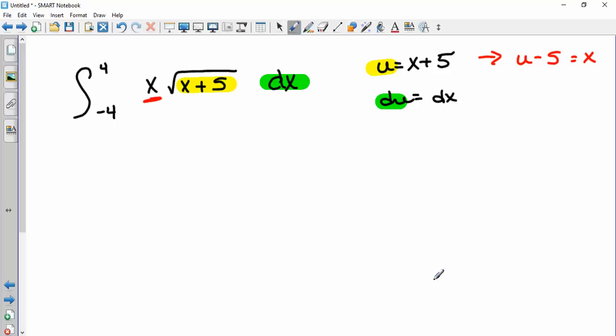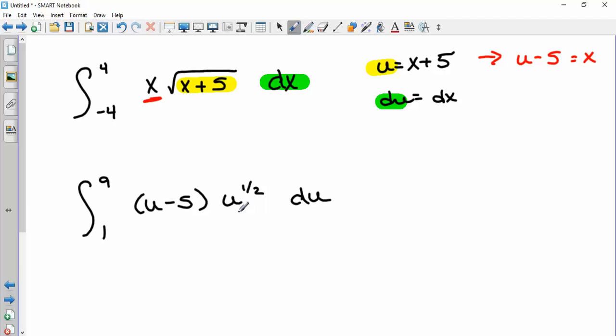Derivative of a constant is 0. Let's go ahead and change our limits. If we plug in a -4, negative 4 plus 5 is 1. If we plug in a 4, 4 plus 5 is 9. X gets replaced with a u minus 5. Square root of x plus 5 is the square root of u, or u to the 1/2. And my dx this time is just going to get replaced with the du.